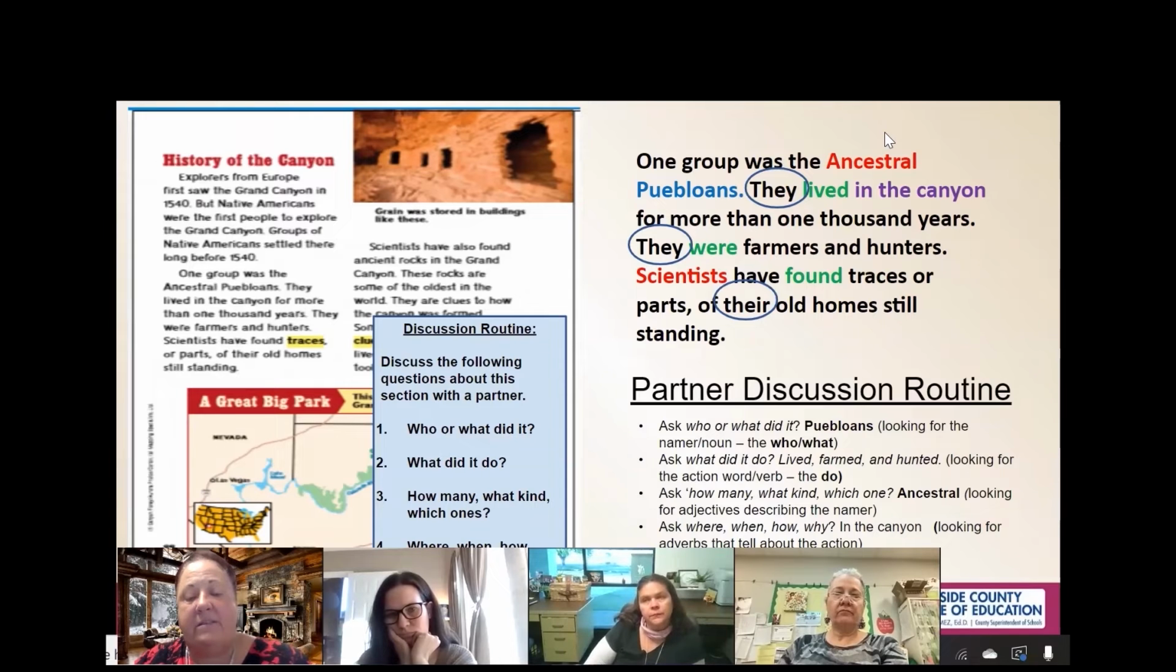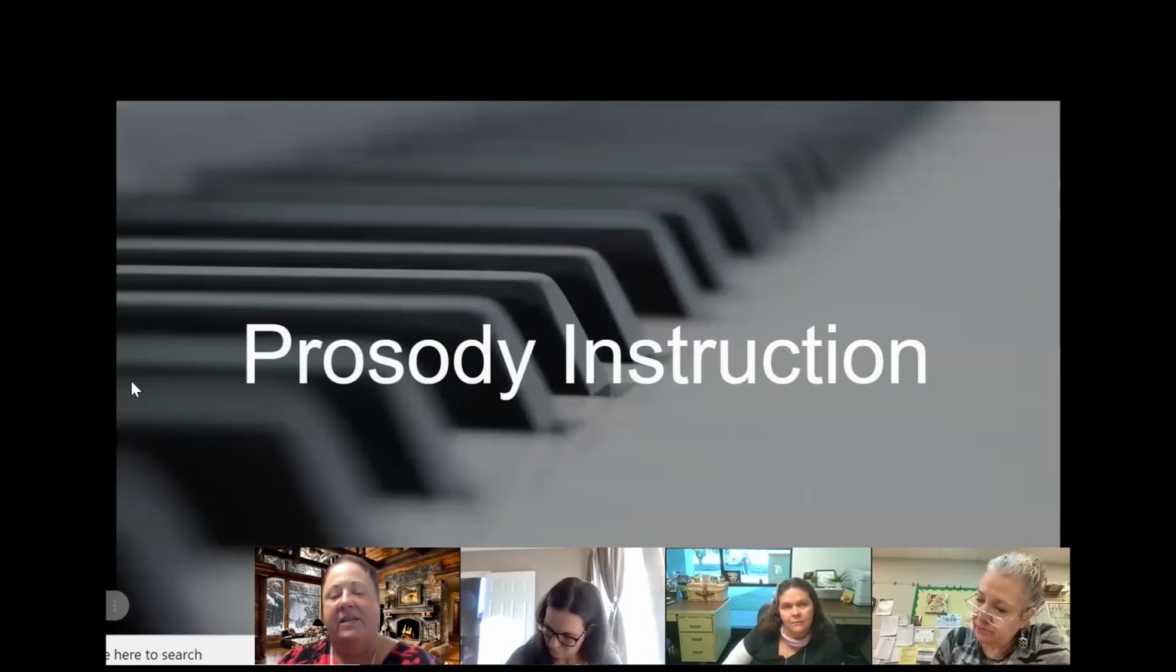So really this routine is about slowing down, teaching students comprehension at the sentence level, and really focusing on some of the syntactical challenges and complexities within the text. So that's one way that we can really work on this.